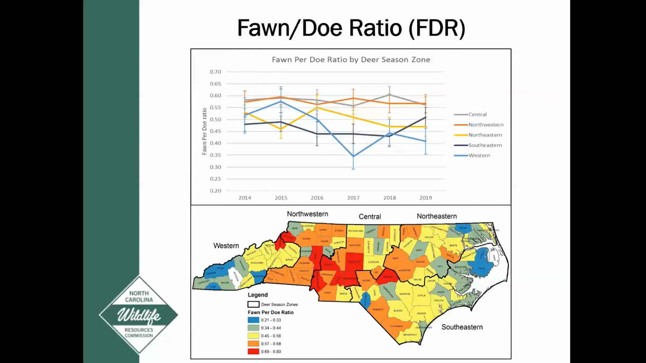I do want to point out before I leave that slide that notice also the western zone, how that varies widely from year to year. It's a complex system in the western zone, but mast is very important. If you look at the mast year, there is a correlation there between a good mast year and high fawn to doe ratios. And then in low mast years, we tend to have lower fawn to doe ratios. So I'm interested to see if that correlation continues on into the future.